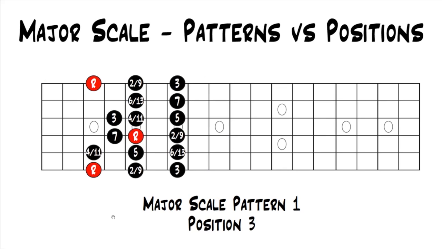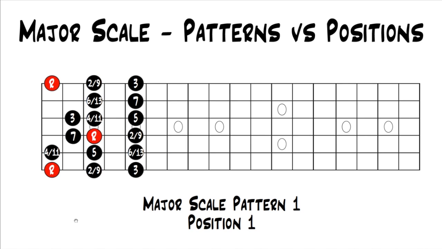Or if we went back to G, this would be scale pattern 1 in the key of G, G major scale pattern 1, but it would actually be position 3 because your first finger would be landing in the 3rd fret. Or if we went back to F, F would actually be major scale pattern 1 in the first position, so position 1, just because your first finger is landing on the 1st fret when you play this scale.